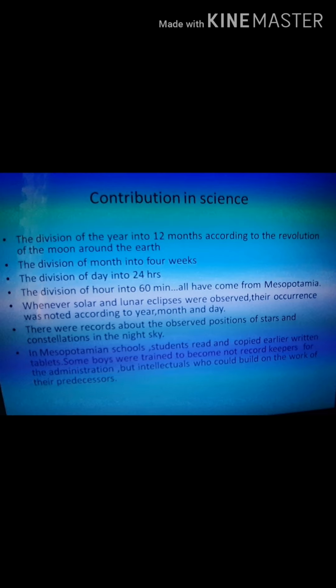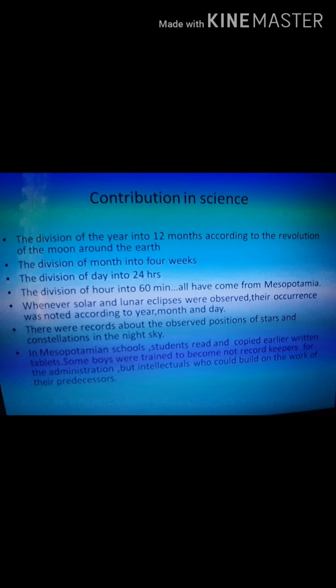It would be unfair if we do not talk about the contribution of the Mesopotamians in the field of maths and science, because whatever maths and science we are following currently is the contribution of the Mesopotamians. Imagine the division of the year into 12 months according to the revolution of the moon around the earth, the division of a month into 4 weeks, the division of a day into 24 hours, the division of an hour into 60 minutes. All these have come from Mesopotamia.